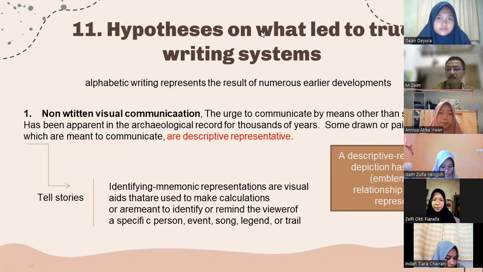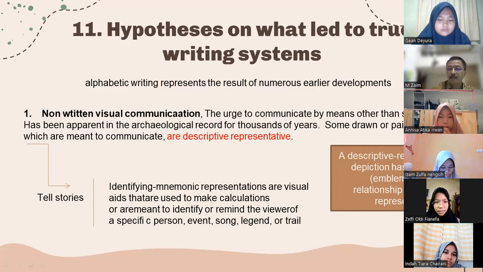Next, I explain the hypotheses on what led to true writing systems. Alphabetic writing represents the result of numerous earlier developments. The first one is non-written visual communication. The urge to communicate by means other than speech has been apparent in the archaeological record for thousands of years.